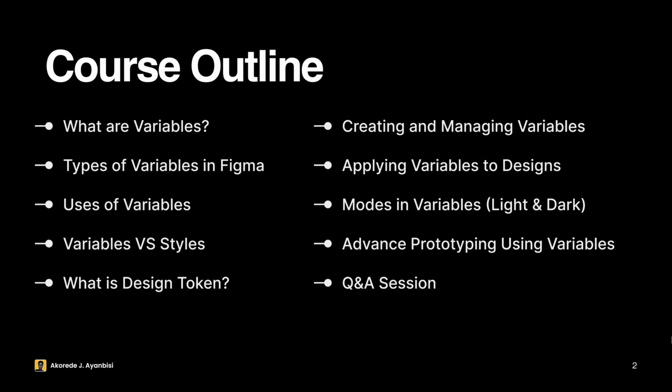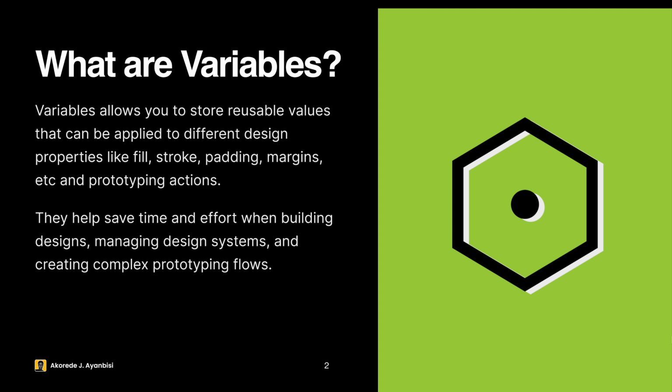I'll be talking about what variables are, types of variables in Figma, uses of variables, variables versus styles, what is a design token, creating and managing variables, applying variables to designs, modes in variables, light and dark mode, advanced prototyping using variables, and we can skip the question and answer section because obviously this is a pre-recorded video. So let's dive in. The first thing we need to ask ourselves is what are variables, right?